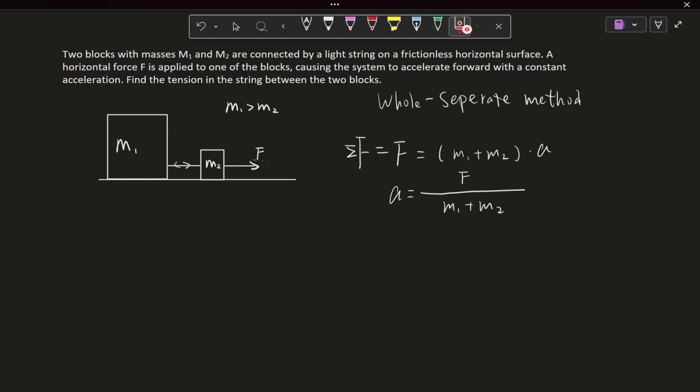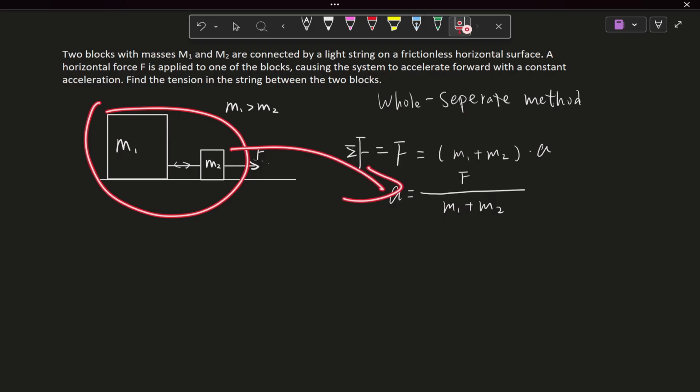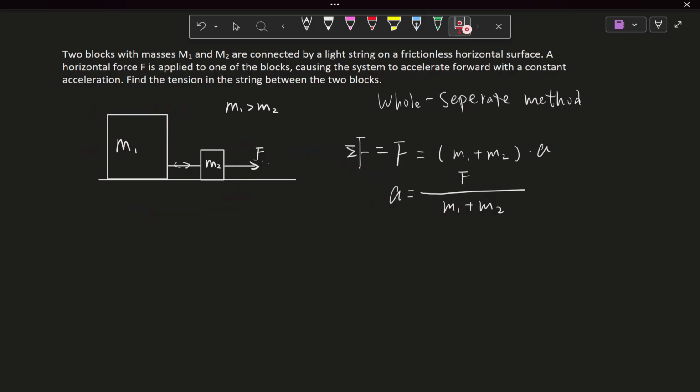So the entire system is moving forward with the acceleration F over m1 plus m2, right? Which means each of the single objects is also accelerating forward with this much acceleration. So let's analyze m2. No, wait. Actually, let's analyze m1 because it's easier.